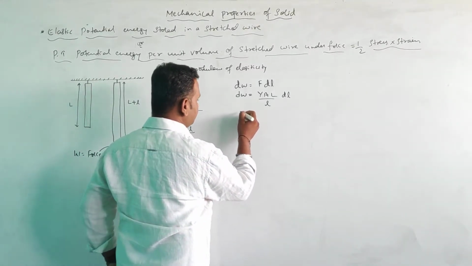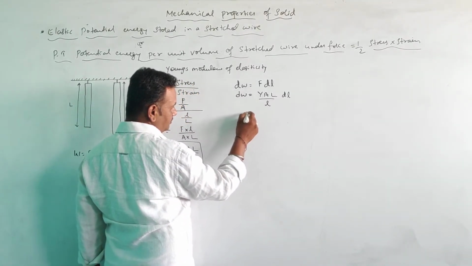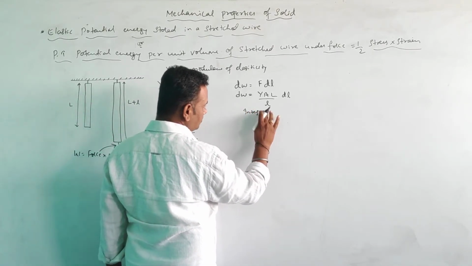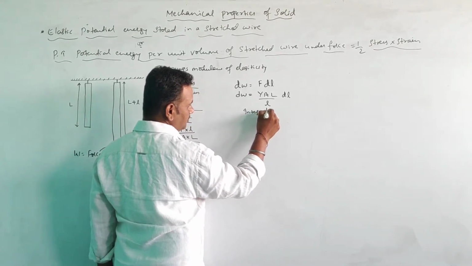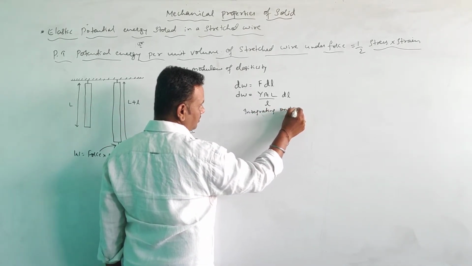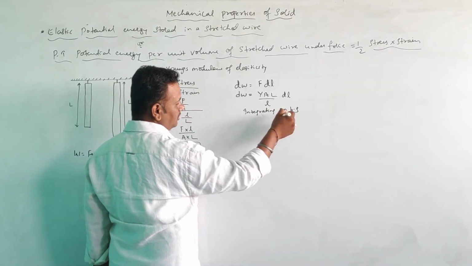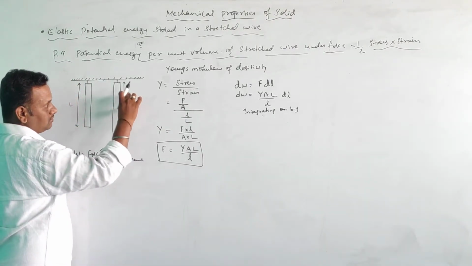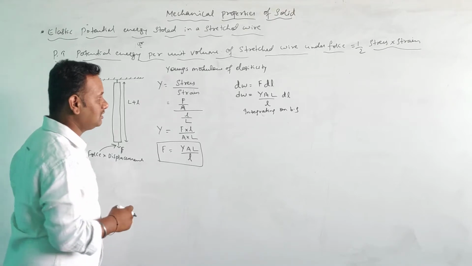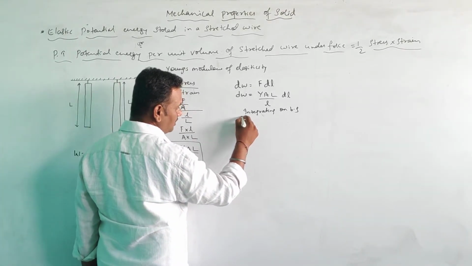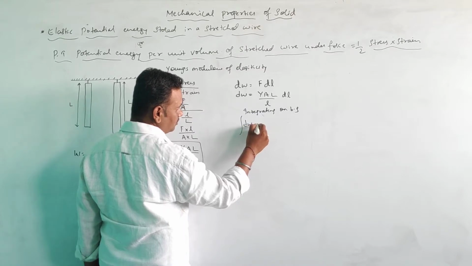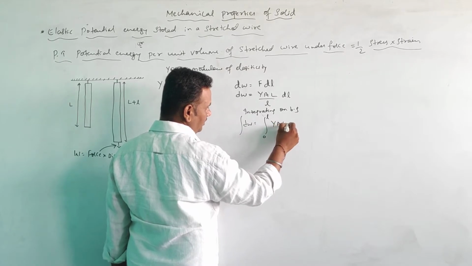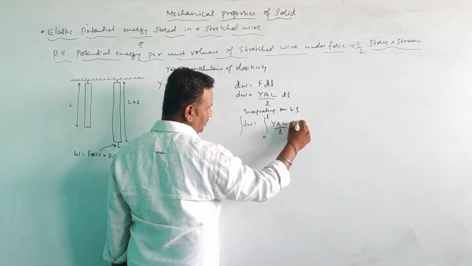So to calculate that, integrating on both sides with limit 0 to L, because we are doing some work from 0 to L here. Length is changing from 0 to L. So total work done is equal to the integral from 0 to L of Y A L divided by L into dl.